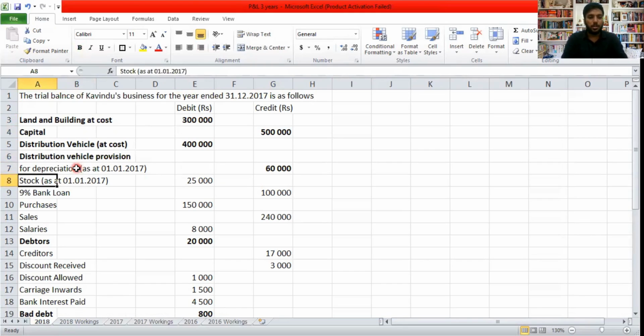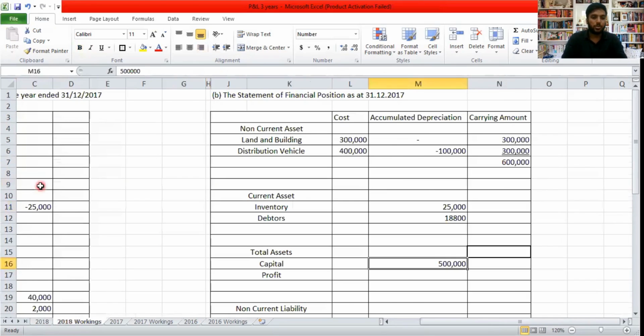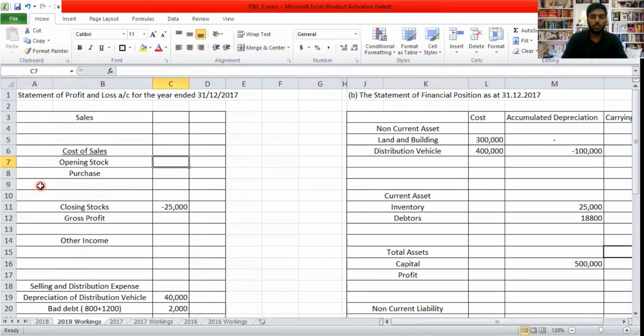We are done with this. Stock asset first 2017 is opening stock. So I'm going to take 25,000 to income statement, opening stock. So I'm going to go for income statement, opening stock, 25,000. Yeah, I'm done with that.